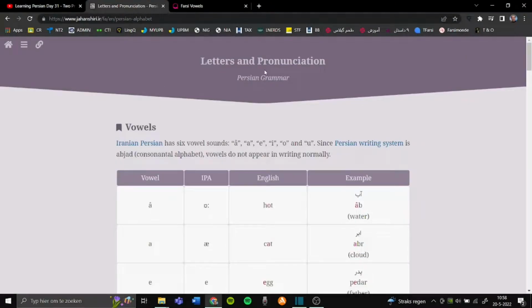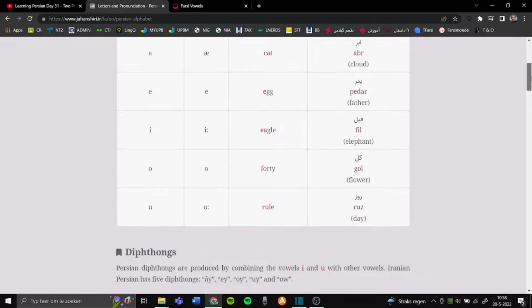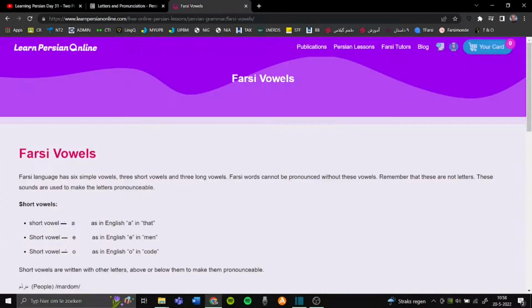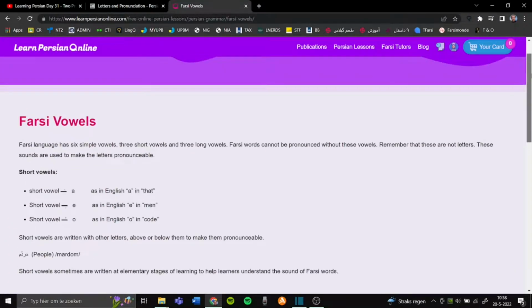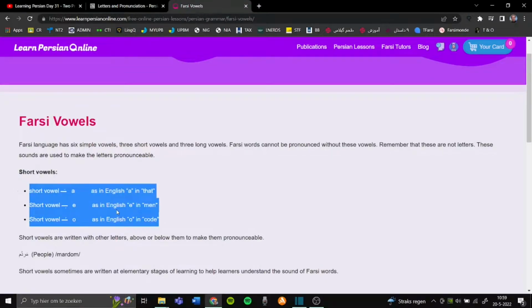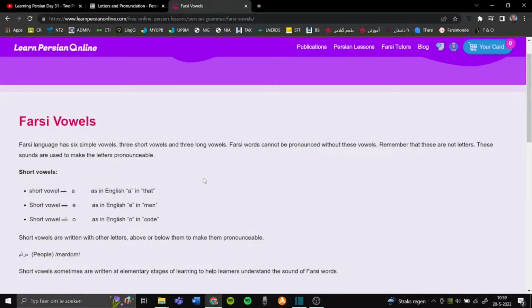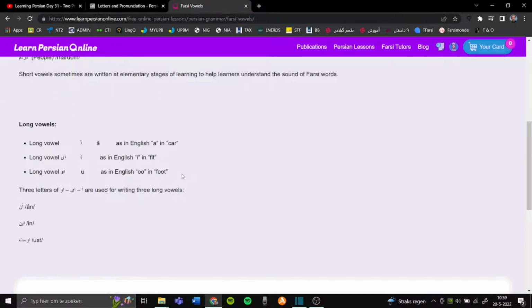Now, what I said in that video was wrong. So it's true that Persian has 6 vowels, which I based on this website over here, but it's not true that they are not written, because only 3 of them are not written and the other 3 are written. So as you can see here, the short vowels are not written and the long vowels, they are written. So the Persians actually omit not 6 vowels, but only 3.